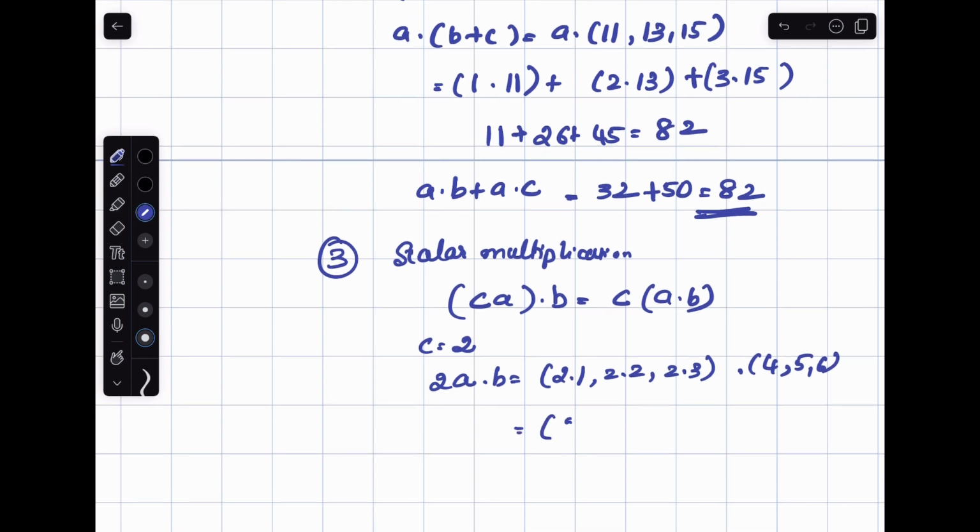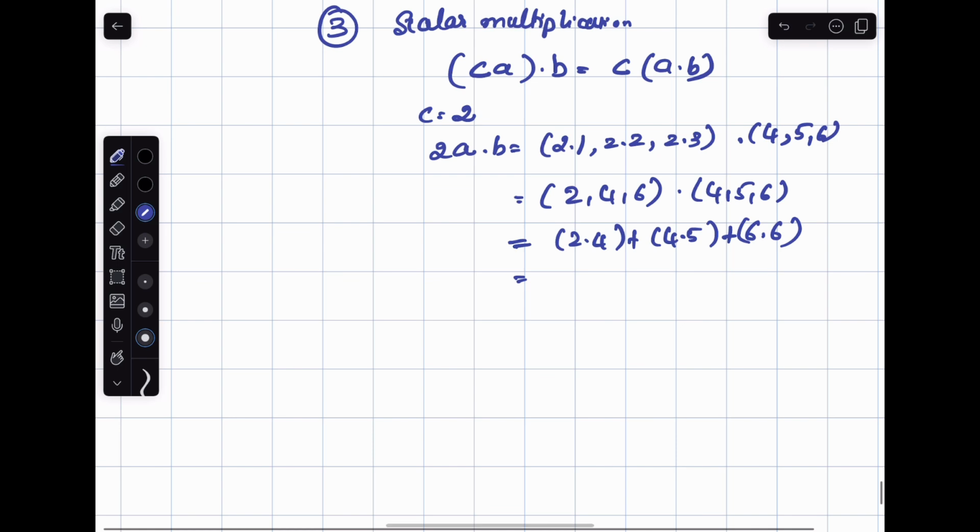Right, so I'm just multiplying it. So you will get 2 4 6 into 4 5 6. If you multiply these two, what you will get is 2 into 4 plus 4 into 5 plus 6 into 6. So you'll get the answer as 8 plus 20 plus 36, so you'll get the answer as 64.